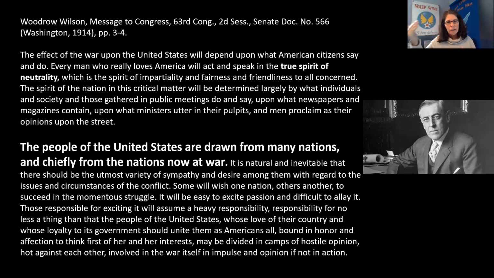Now, we'll hear that again in World War II in 1939, when Franklin Roosevelt will say this a little differently. But in 1914, Woodrow Wilson, the president, says we need to be neutral in action and in thought. And then he says, the people of the United States are drawn from many nations, and chiefly from the nations now at war. Right? So this is another point I wanted to bring out. Part of the reason that the United States wanted to stay neutral at this time was because of our population.